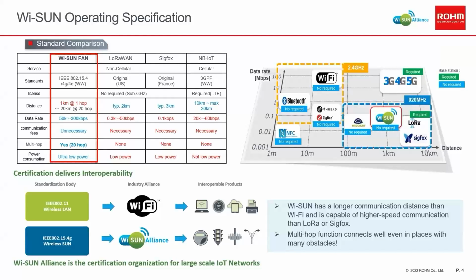The horizontal axis is the communication distance, and the vertical axis is the communication speed. WISON operates at around 100 kilobytes per second at 1 kilometer, which is right in the middle of Wi-Fi and LoRa. It is the most widely used radio in IoT because of its well-balanced specifications. Like Wi-Fi, WISON is organized by standardization, which allows products to be interoperable. This interoperability ensures WISON to work great for large-scale networks, and the hopping capability allows connections even in places with many obstacles.